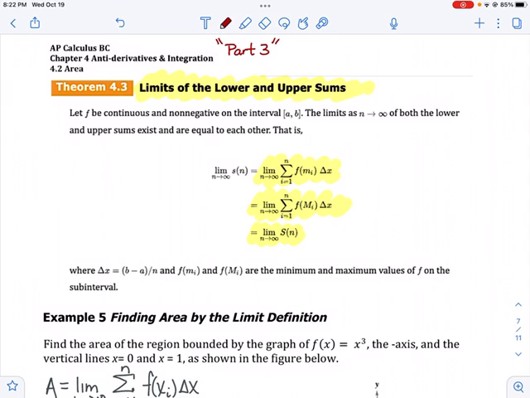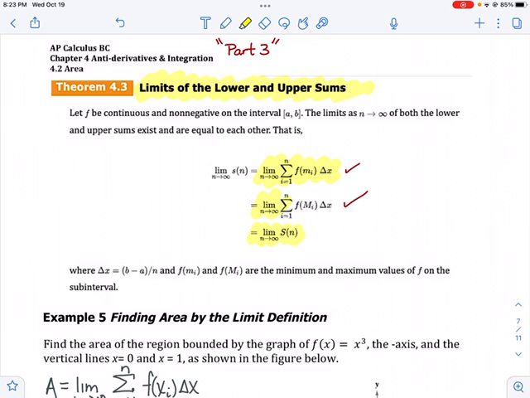Okay, picking up on video part 3 of 4.2 on area. Here there's Theorem 4.3, limits of lower and upper sums. Let f be continuous and non-negative on the interval [a, b]. Then the limits as n approaches infinity of both the lower and upper sums exist and are equal to each other.